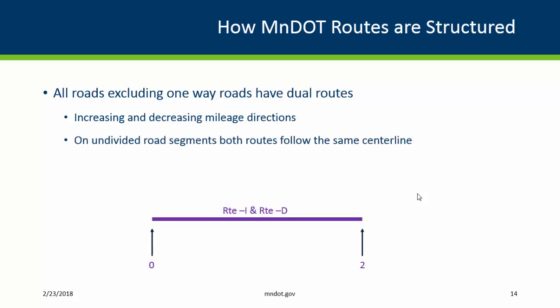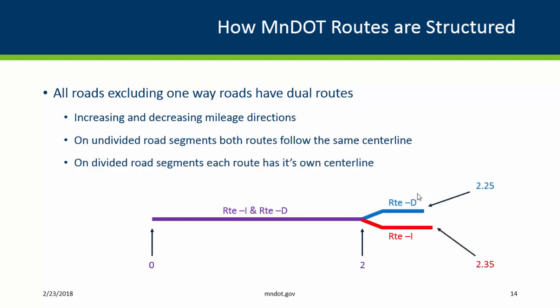On undivided road segments, both routes follow the same center line. So notice how both routes start at 0 and end at 2, and the mileage increases going eastbound. When we have divided road segments, each route has its own center line. So the decreasing side and the increasing side are on separate road beds. Notice how this change causes the mileage to start to differ. The decreasing side is slightly shorter than the increasing side.